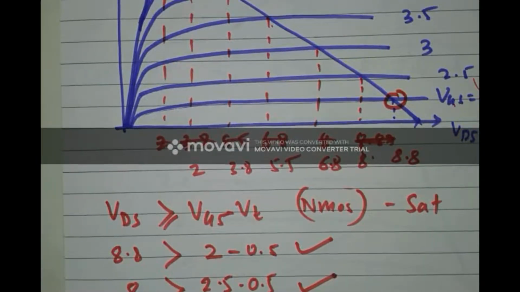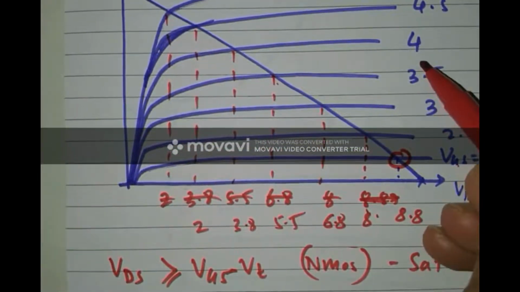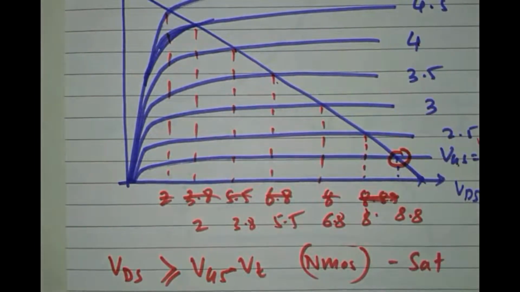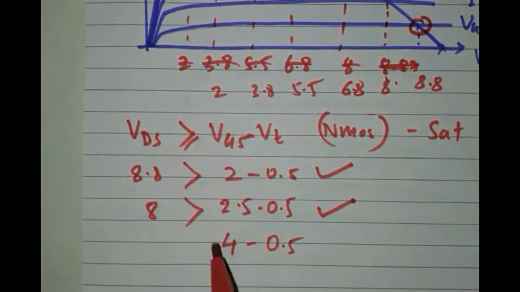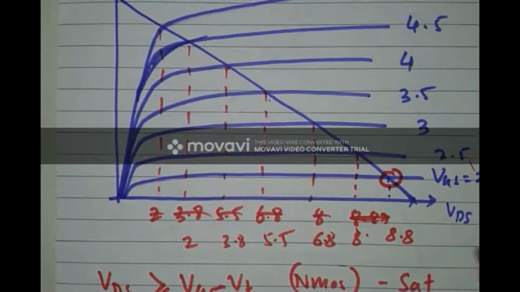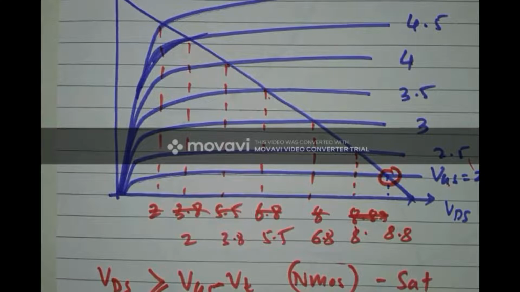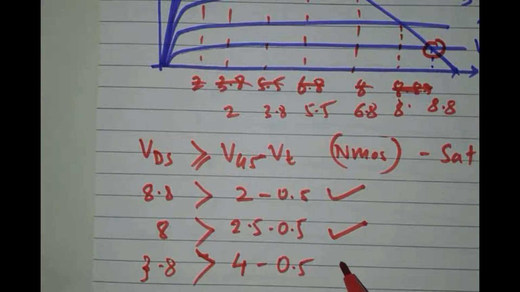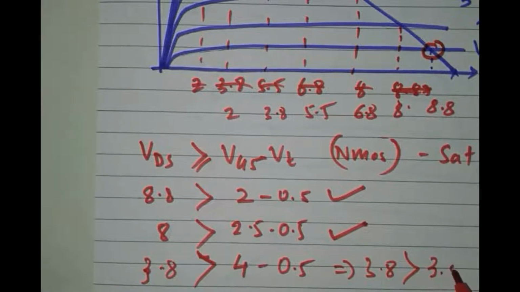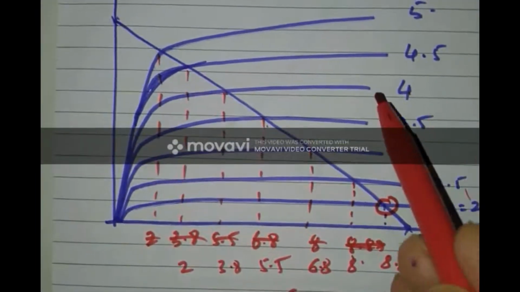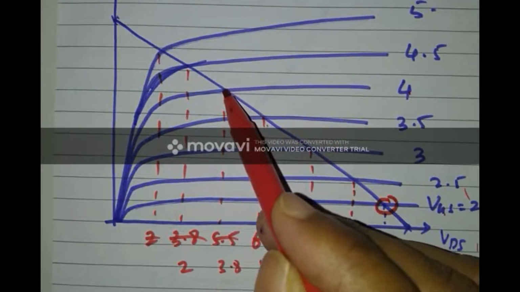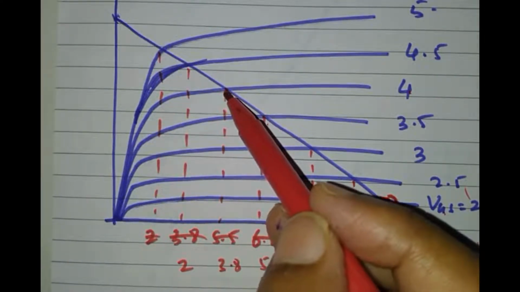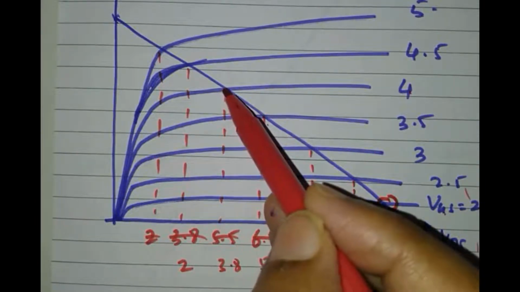Now this condition holds good till the point I reach, let's consider 4. So for VGS equal to 4 volt, VT is 0.5 volt, and for 4 volt of VGS, what was my VDS? I obtained 3.8. Now let's check whether this condition holds good. Whether 3.8 is greater than 4 minus 0.5, that is 3.8 is of course greater than 3.5, which means this is the value of VGS where my MOSFET will either continue in saturation, or if a slight variation happens to this VGS, it may even be pushed down to triode region.